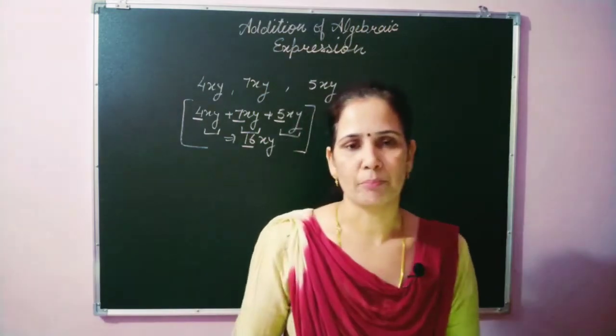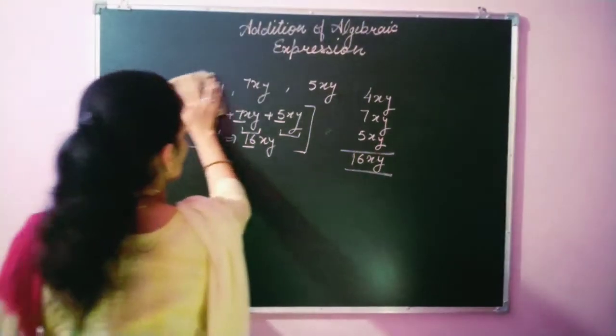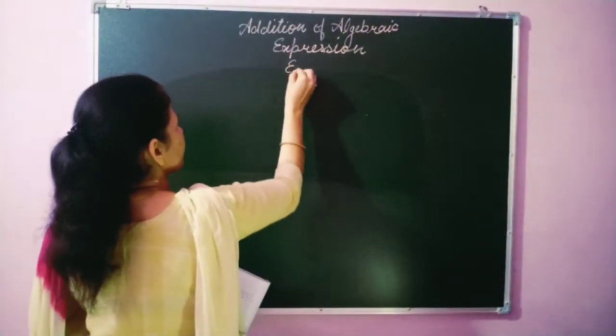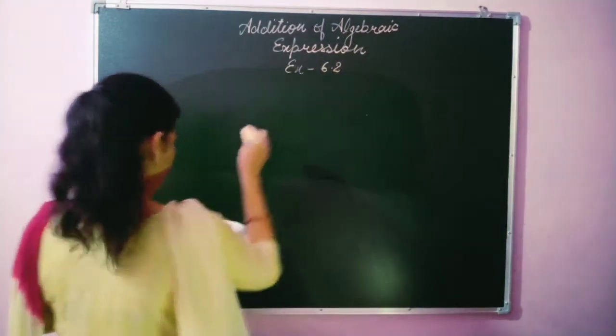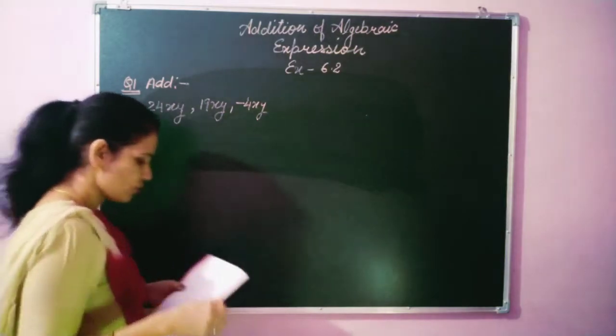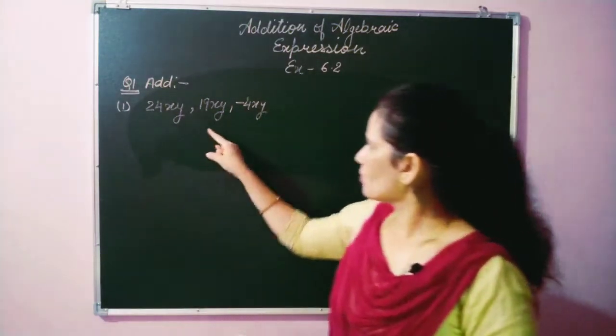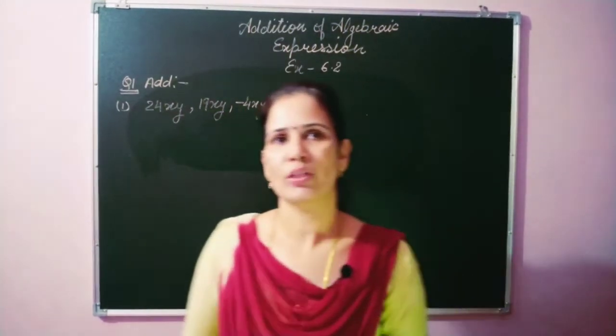So let's take more examples. To take more examples, we are going to discuss our exercise 6.2, question number 1. Add the following. First part: 24xy, 19xy and minus 4xy. Students, question number 1 is fully based on monomials. This first part is based on monomials because they have given only single terms.